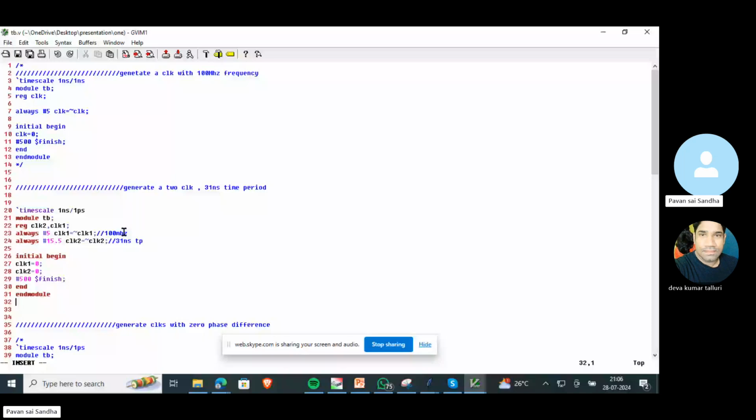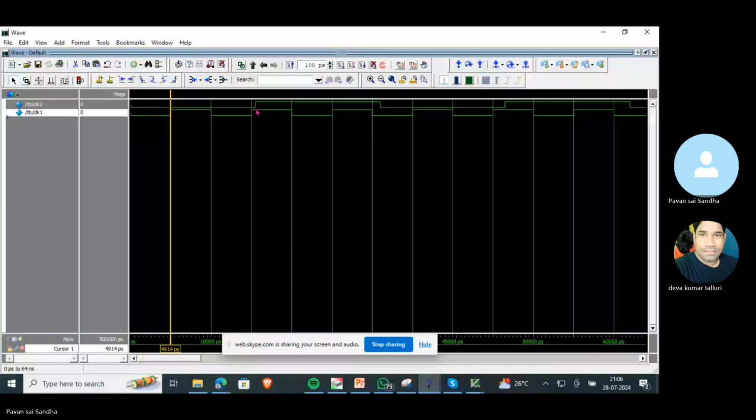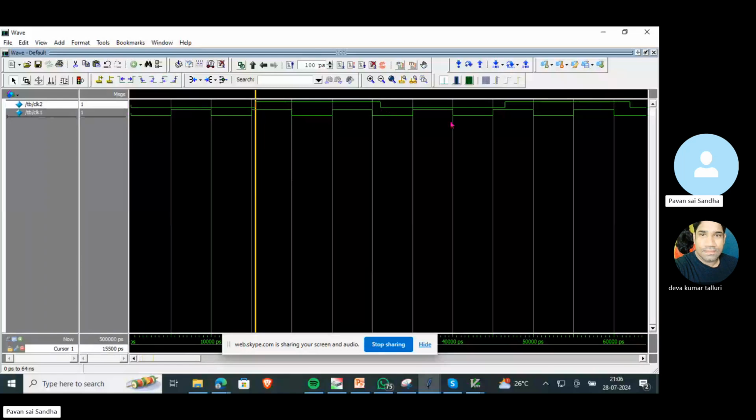It is clock 2. We are generating it 15.5 as a half cycle. So I will show how we get the 15.5 or not. So here, exactly I have to point. Okay, here. Okay, I will point here.